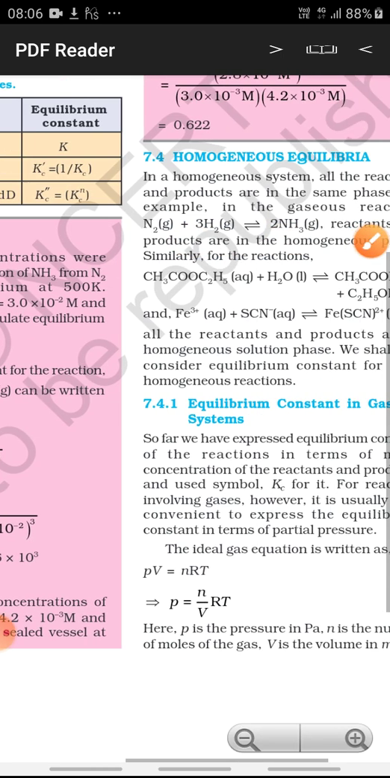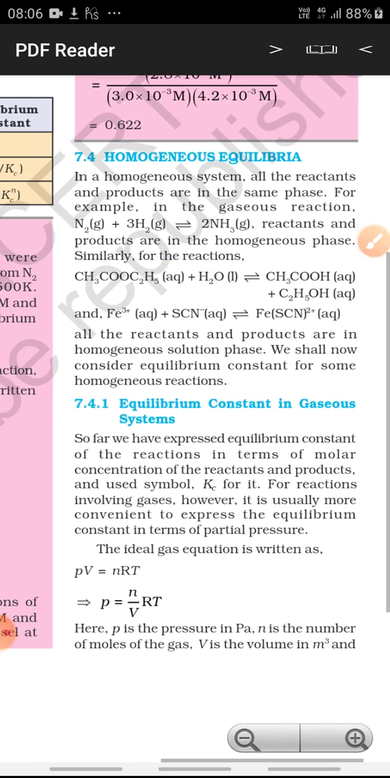It's very simple. Now coming to the next topic, that is homogeneous equilibria. What is the meaning of the term homo? Homo means same. Geneous refers to the reactants. If the reactants as well as the products are present in the same physical state, we say the equilibrium established is a homogeneous equilibrium. For example, in this equation, nitrogen is a gas, hydrogen is also a gas, and ammonia is also a gas. All three are gases. We say that the equilibrium is homogeneous.